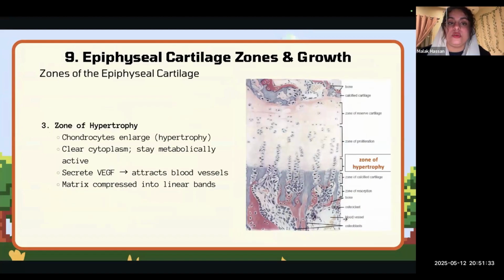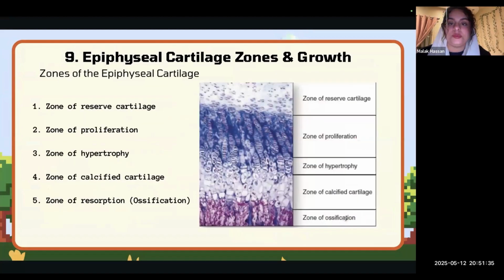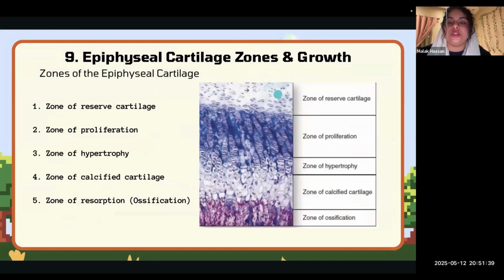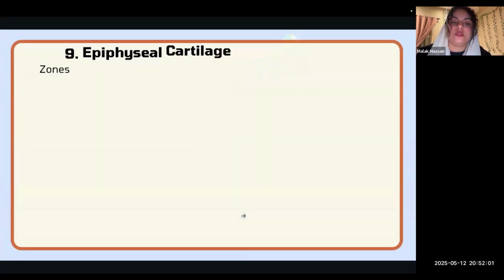So this is the growth of the epiphyseal cartilage. You have the zone of reserve cartilage, which is just normal cartilage, the zone of proliferation, where the cells begin to grow and increase in number and form columns, and then the zone of hypertrophy, where they grow in size. All right, then the zone of calcified cartilage, and then the zone of ossification, where the osteoprogenitor cells come in and osteoblasts come in and they form the mixed spicules.